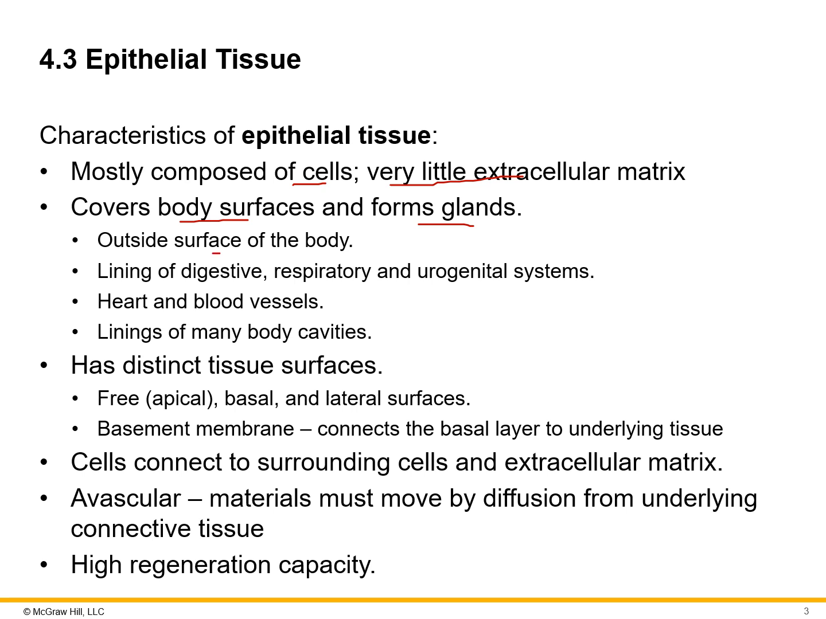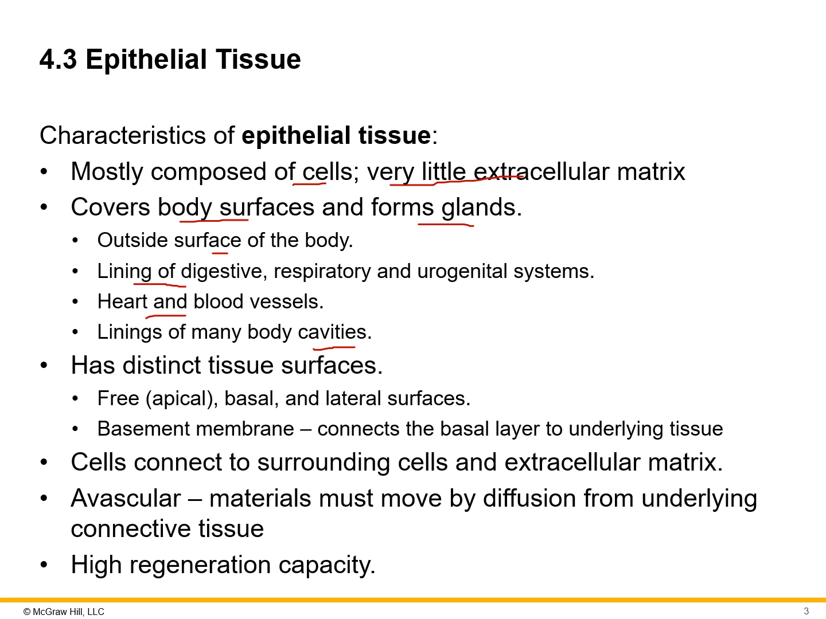So they're going to be on the outside surface. So think about like our skin, the lining of all of our tracts, like the digestive system, the respiratory system, the lining of our heart and blood vessels, and then as well as our body cavities. So again, any surface with a lining as well as those glands are going to have epithelial tissues.